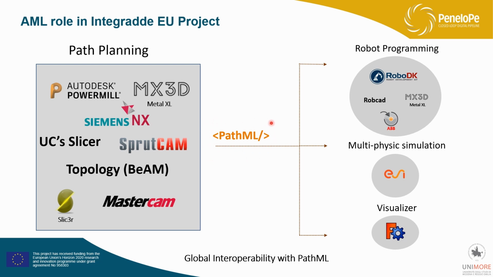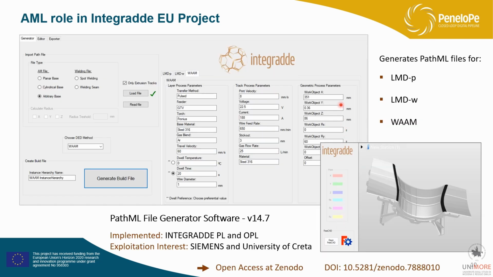And many plugins have been developed to make all those software tools exchange the data in PathML format. And those tools include robot programming, so RoboDK, RoboStudio, and so on, but also multi-physics simulation, as in the ABAQUS tools, or geometry or path visualizers using FreeCAD, for instance. And a special software, a special interface, has been defined to generate the AutomationML file, which then is exchanged between the systems.